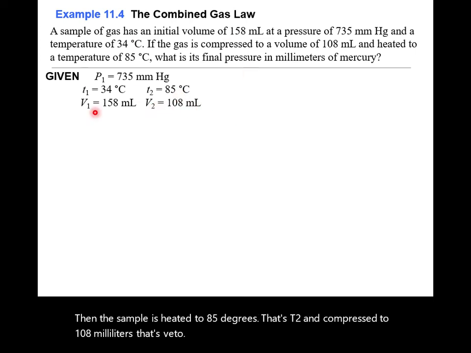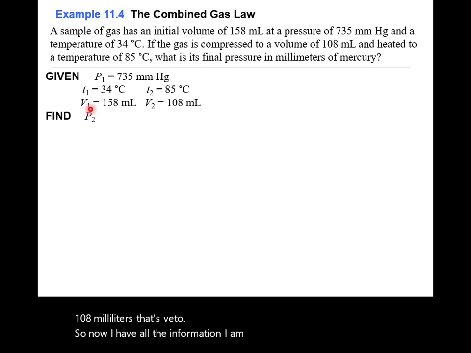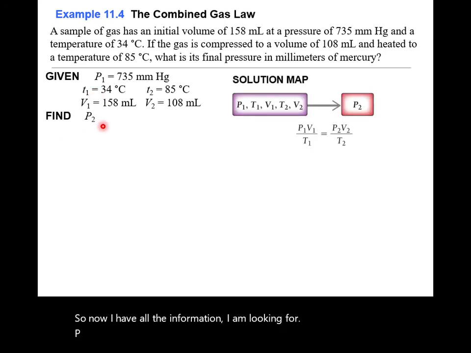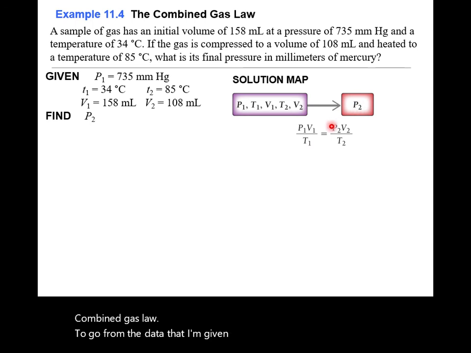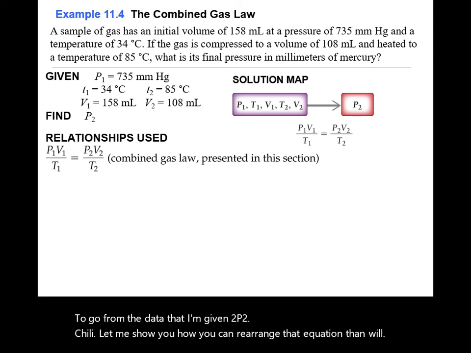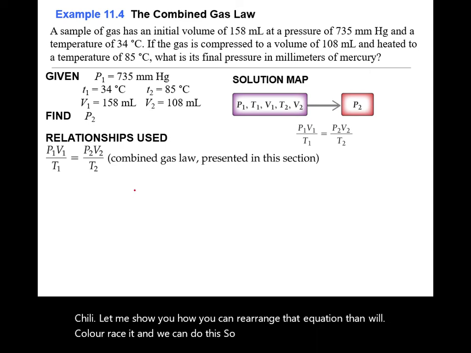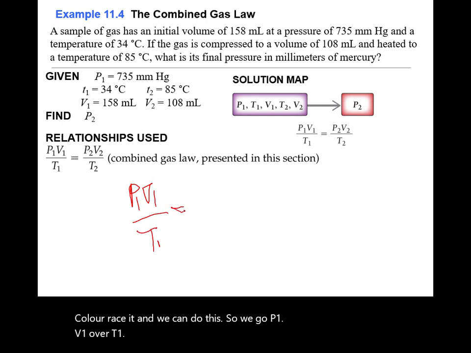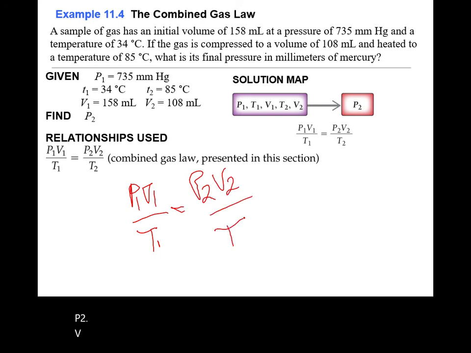So now I have all the information. I am looking for P2. So I'm going to use the combined gas law to go from the data that I'm given to P2. Actually, let me show you how you can rearrange that equation. Then I'll erase it and we can do this. So we go P1 V1 over T1 equals P2 V2 over T2.